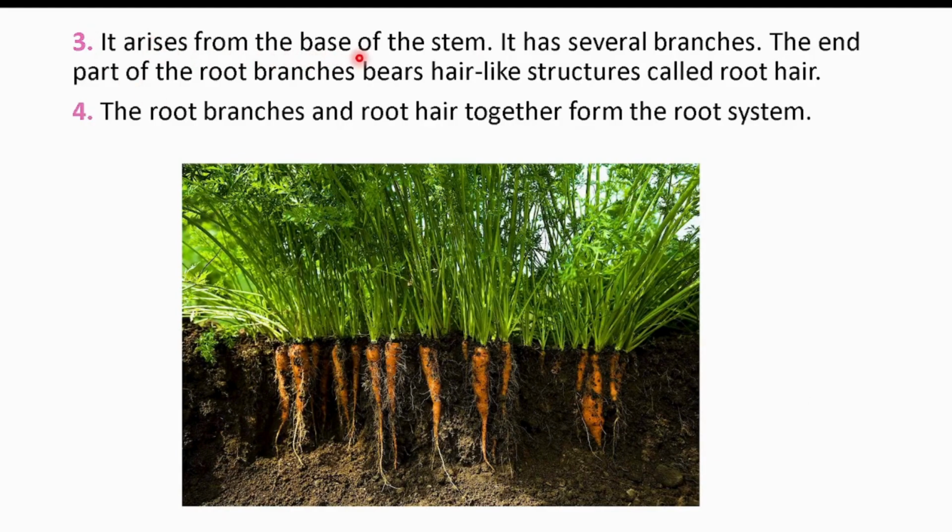It arises from the base of a stem. It has several branches. The end part of the root branch bears hair-like structures called root hair. The root branches and root hair together form the root system.